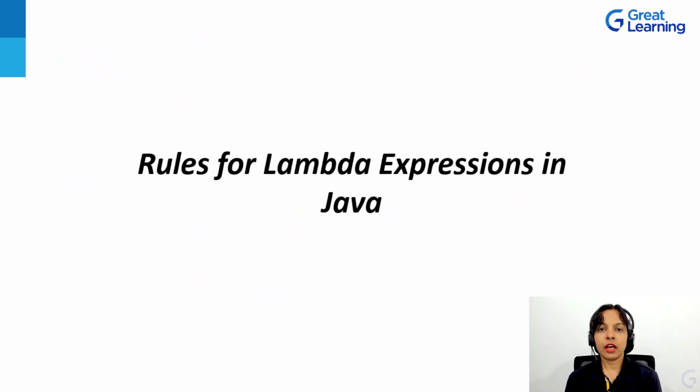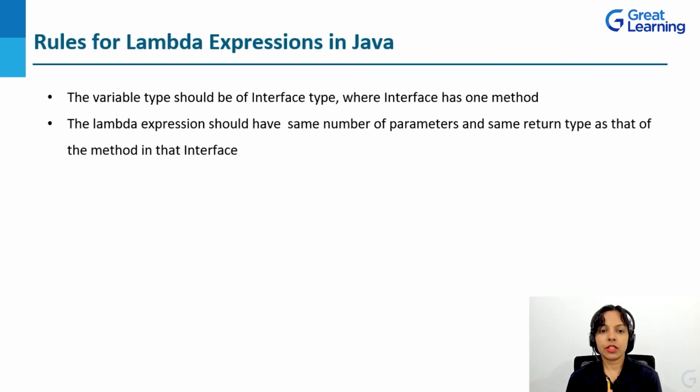Before understanding how to write the complete Lambda expression in Java, let us know a few tips and tricks, or you can say a few rules to be remembered for Lambda expressions in Java. The rule is that the variable type should be of interface type. That is, when the Lambda expression executes completely, it should finally be referred to by an object reference of type interface.